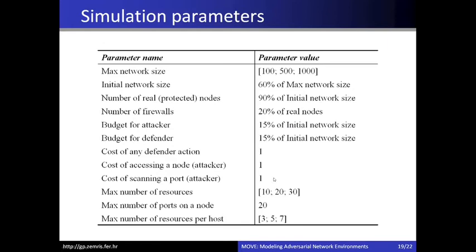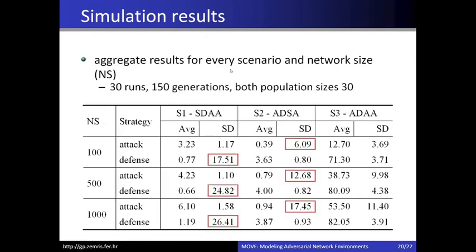They can be defined as needed to reflect any particular network or any particular estimate of a cost that the defender or the attacker might have. These are the aggregate results for every simulation we did. We simulated different network sizes. We simulated 3 scenarios, with one side being static, the other side being adaptive, or both sides being adaptive. For each scenario, we made 30 runs in 150 generations, where both population sizes were 30.